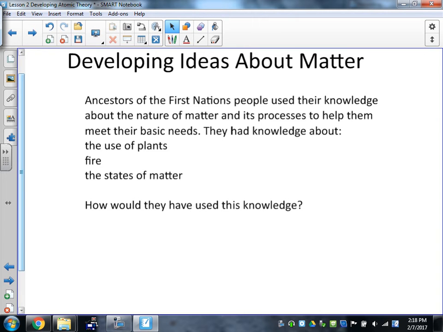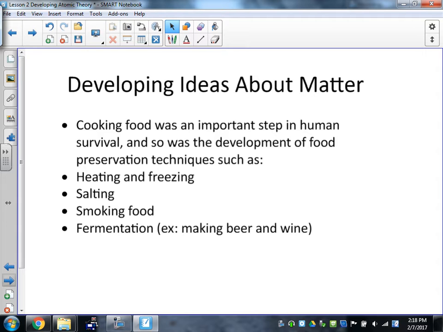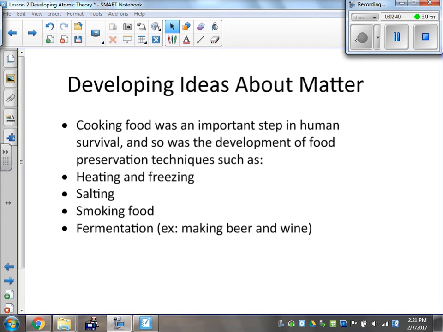So, developing ideas about matter. Cooking food was an important step in human survival, and so was the development of food preservation techniques such as the following. We probably should write this down, guys. So, developing ideas about matter. Cooking food, okay, was a really important use of fire.